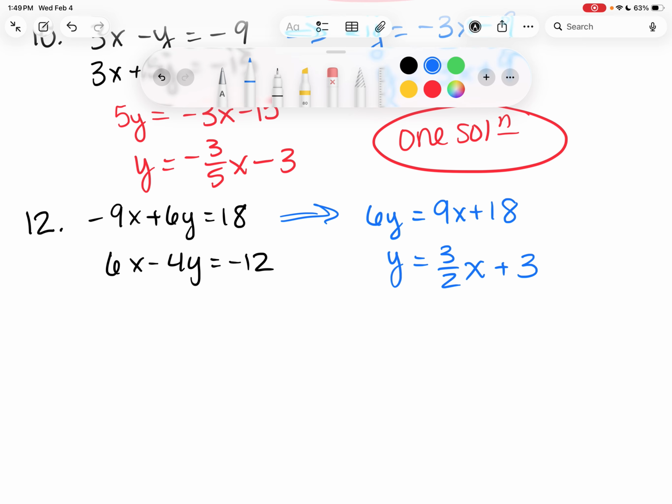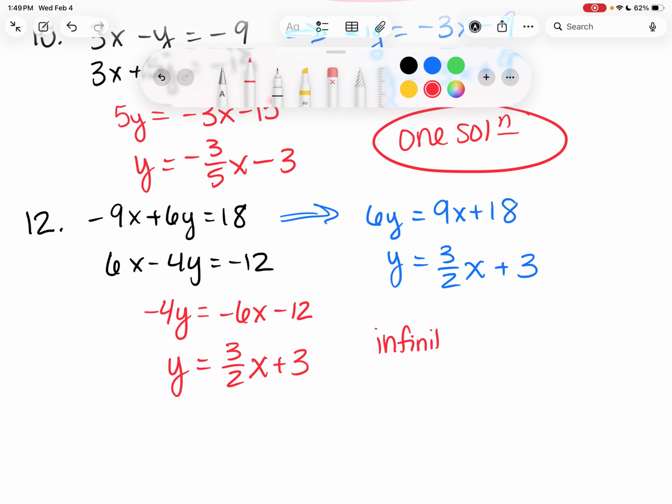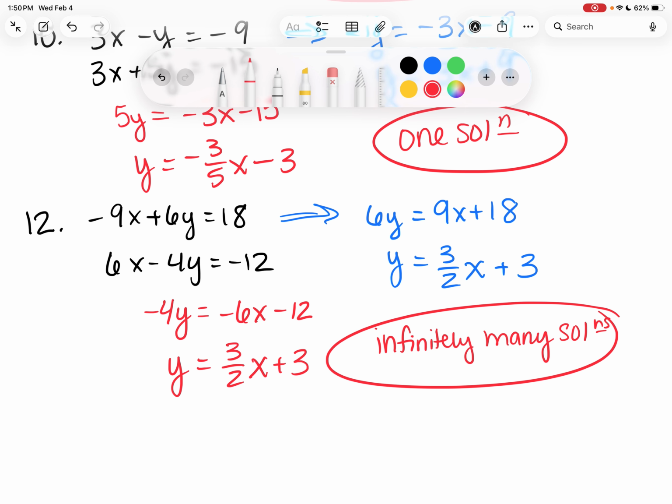So that's that equation. Now I need to get y by itself in this other one. Subtract 6x. So I have negative 4y equals negative 6x minus 12. Divide by negative 4. Y equals, it's going to be positive, 6 over 4 reduces to 3 over 2, x, and then negative 12 divided by negative 4 is positive 3. These are the same line, correct? So that means this has infinitely many solutions. And that's your answer on those ones.